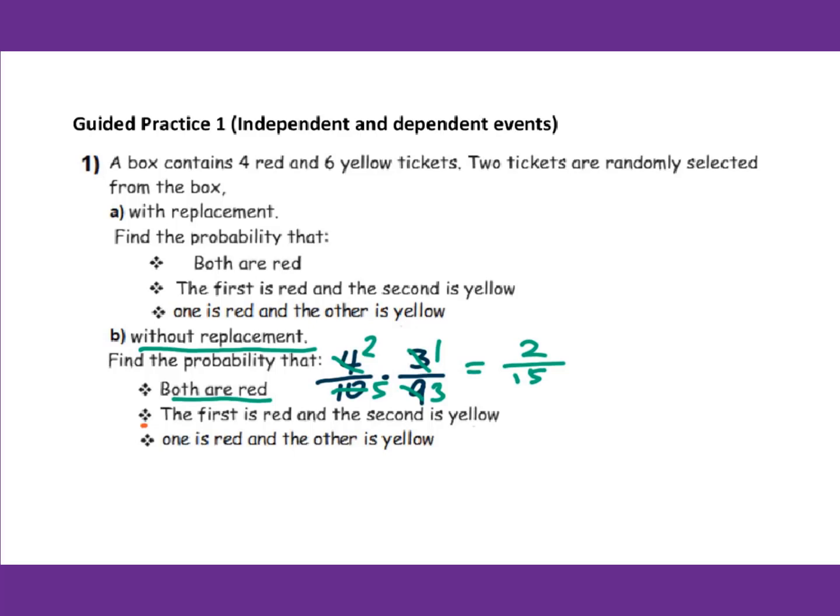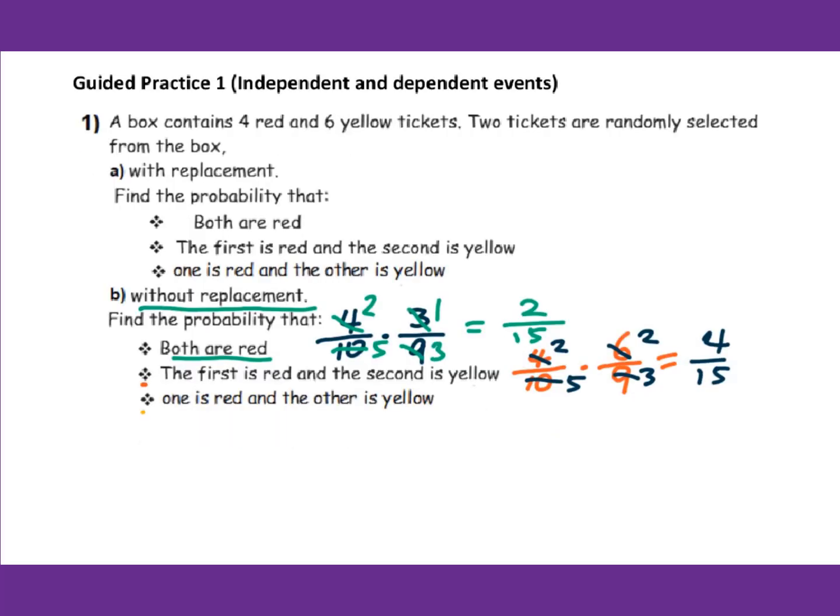Let's go to the second one. The first is red and the second is yellow. First, the red, that is 4/10. Second is yellow. Altogether, we have 6 yellow out of 9 because you didn't put back that ticket. So we reduce, and you will get 4/15.